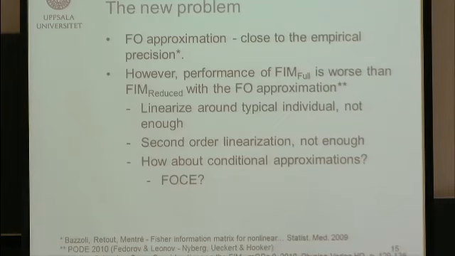So then we tried to figure out why that could be. And we found out that linearizing around the typical value is probably not enough. And Tobias talked about this as well. We also saw that the second order linearization around the typical value was not enough. So we tried that last part. And then we thought, what about conditional approximations, where we maybe do the first order linearization but do it on the mode of this marginal likelihood.